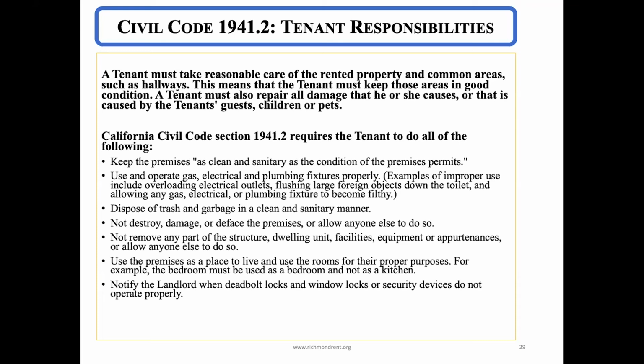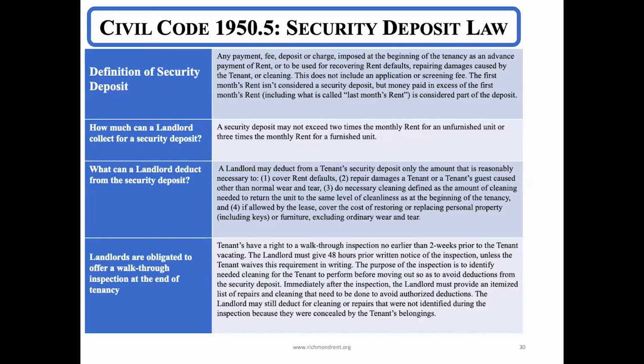For example, the bedroom must be used as a bedroom and not as a kitchen. Notify the landlord when deadbolt locks and window locks or security devices do not operate properly. That's it. All right, so now we're talking about Civil Code 1950.5, which is the governing law for security deposit.